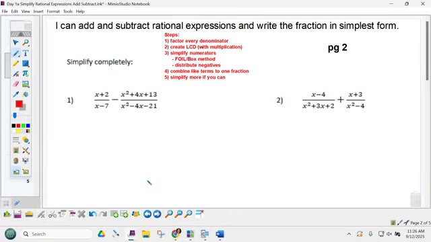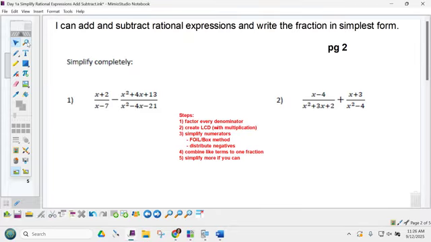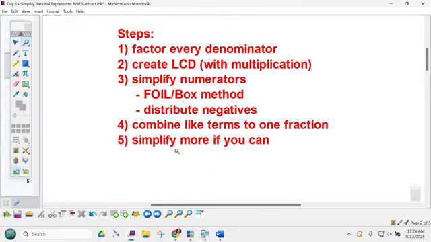Okay, so the new part is adding and subtracting with expressions. So we have these steps every time. So I want you to pause the video here and write these steps down either on the cover of your packet, on the top of page 2, or underneath your warm-up where you have space. So pause the video to write the steps down.